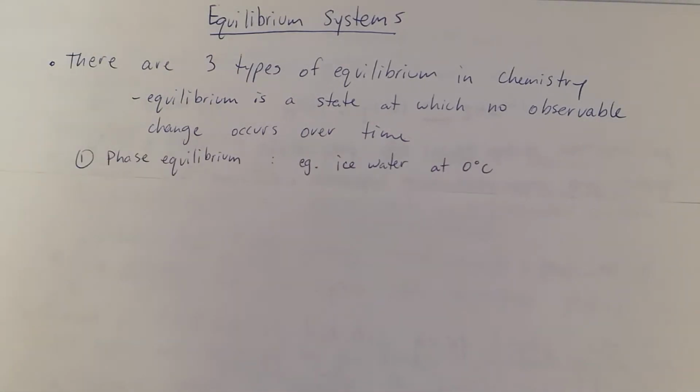Okay, the first is phase equilibrium. So that's when a chemical exists in more than one phase at the same time. A perfect example is ice water at 0 degrees Celsius. The amount of ice in that water is going to remain constant over time.